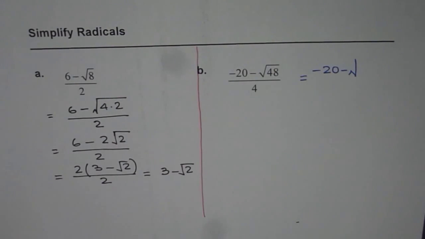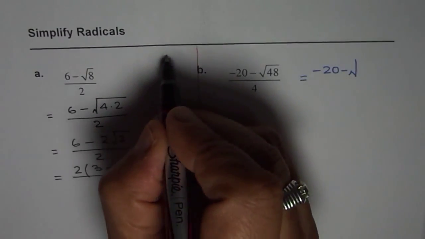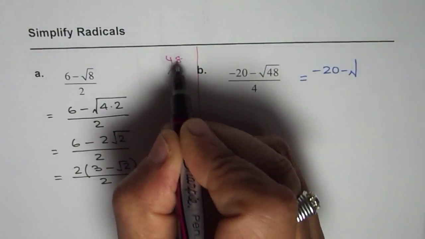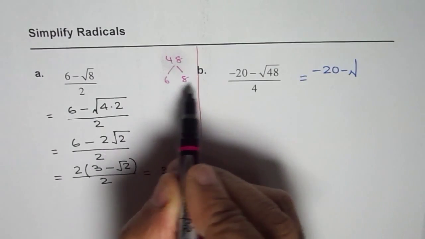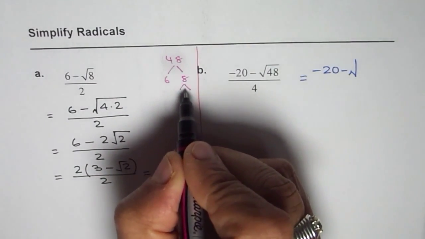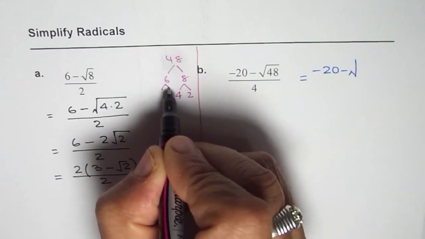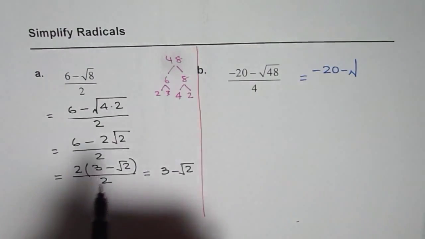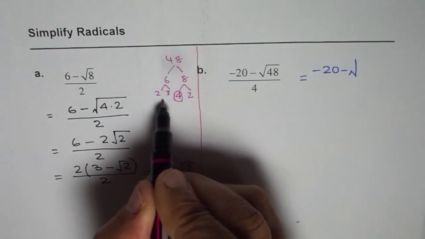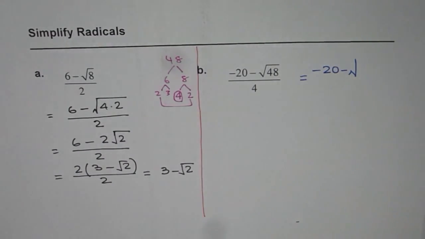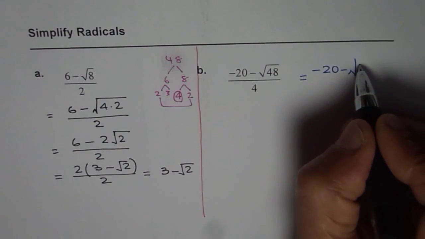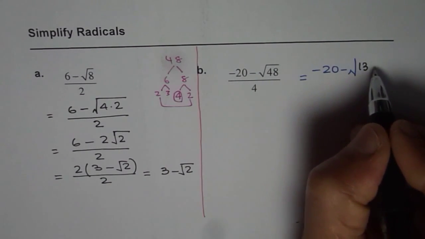But 6 times 8, none of them is a perfect square. So this is a thinking process. So we have 48 and we say 6 times 8, but none of them is a perfect square. So what I do is, well, I can say 4 times 12 and 2 times 24. Okay, so that gives me 4 is a perfect square. So that means 16 times 3 is a good number to go with, right? So we write this as 16 times 3.